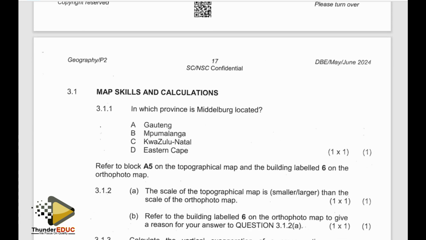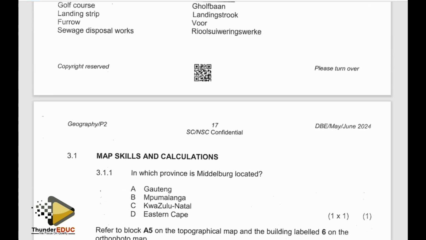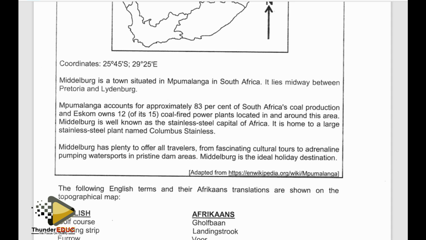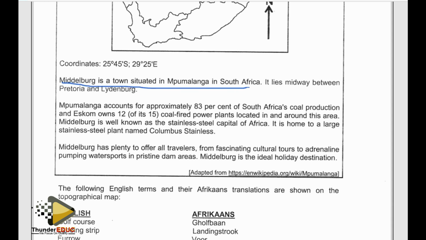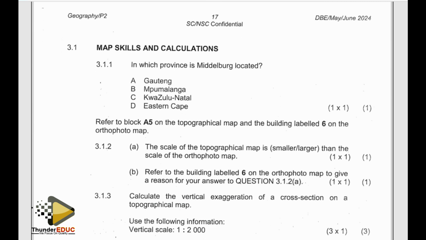Right. This is general map information. In which province is Middleburg located? You can find it in general information here. Like you see, the information provided is here. Middleburg is a town situated in Mpumalanga, South Africa. That is general information. You need to understand and read this information. Then refer to block A5, and although we don't have the map, this question we can answer.